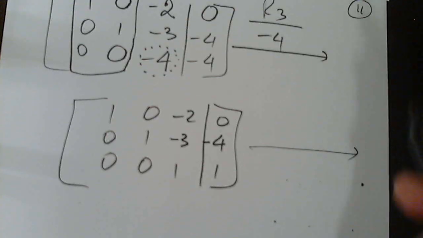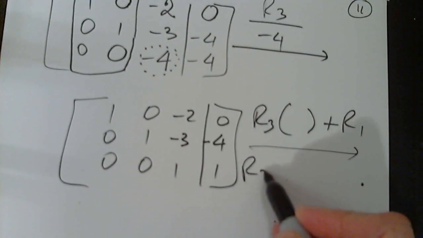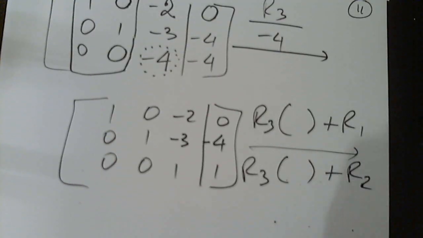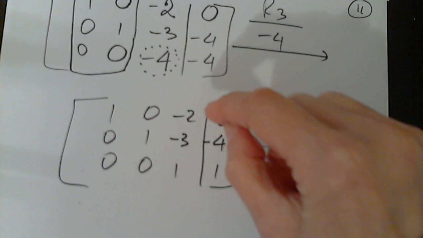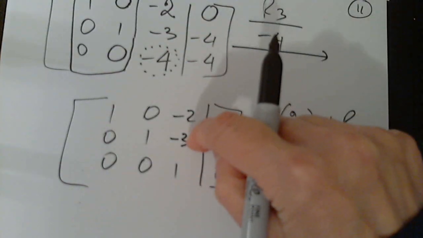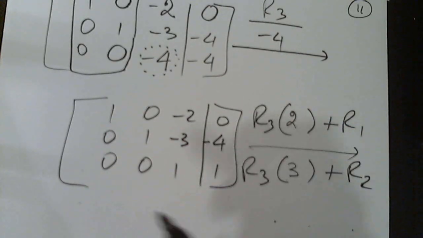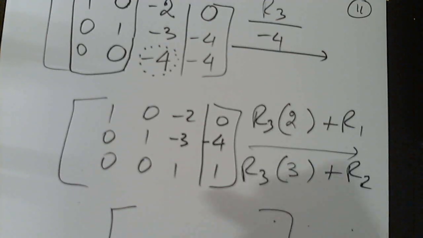Final step, I have to multiply row 3 by something and add it to row 1, and row 3 by something else and add it to row 2. What do I multiply this by to add it here and eliminate -2? It will be 2. Indeed. What do I multiply this by to add it here and eliminate -3? 3. That's it. You cannot destroy what you accomplished.